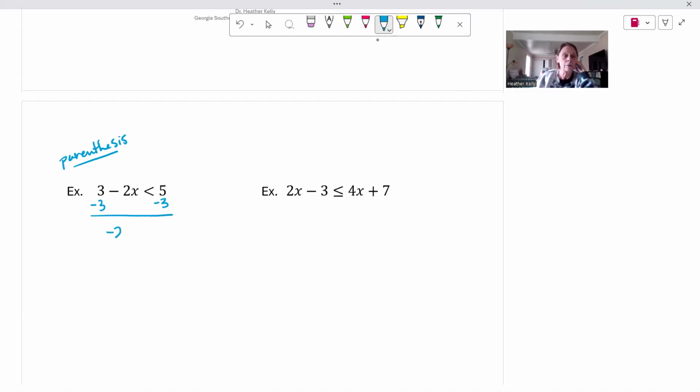We're going to get negative 2x is less than 2, and then I need to divide both sides by negative 2 to get the x by itself. So I get x is, and this is where I flip over my sign because I divided by a negative number. And my interval is x is greater than negative 1. So my answer is going to be negative 1 to infinity, all in parentheses.